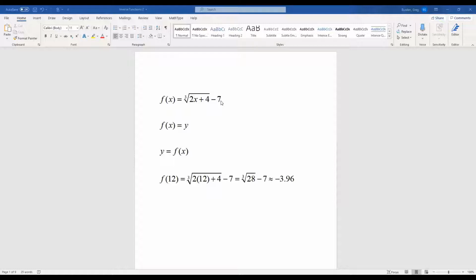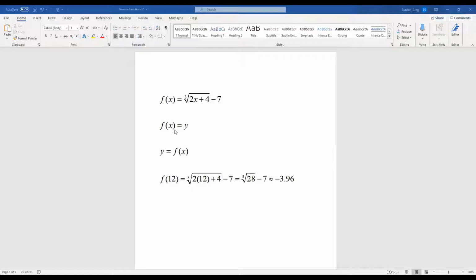So we have to start at the end, minus 7; well, adding 7's the inverse of that. That takes us to the cube root. The cube root function is invertible. Its inverse is the cubing function. That would give us 2x plus 4. If you subtract 4, we undo the adding of 4, and then at the end we divide the whole thing by 2.